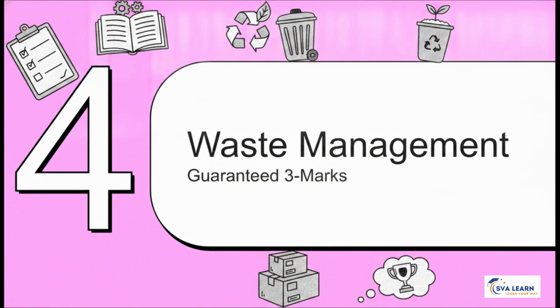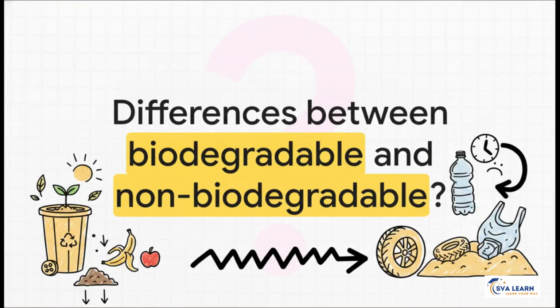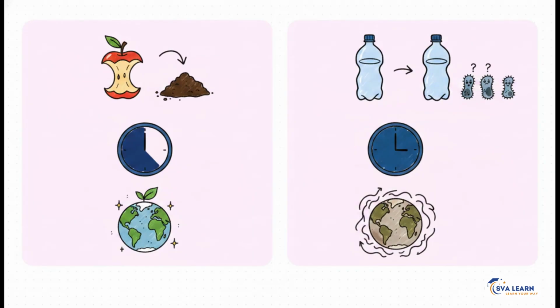Section 4. Waste Management Guaranteed 3s. This is the ultimate 3-mark comparative hack. Take a look at this. Write the differences between biodegradable and non-biodegradable substances with an example. When the paper asks for a difference, evaluators expect a clean, direct comparison. Do not just write 2 separate paragraphs, okay? Instead, draw a crisp T-chart exactly like this.